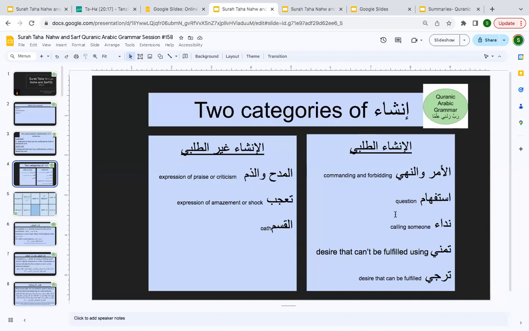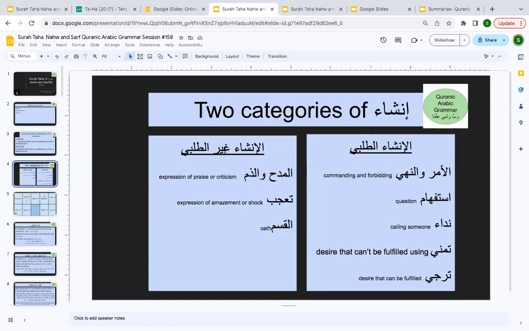When you are hoping for something, la'allakum tashkurun, hopefully, maybe they will be grateful. So that is again al insha at talbi. Yes or no? When we are saying maybe, hopefully, they become grateful, that kind of sentence is also going to come under the umbrella of al-insha at-talbi.